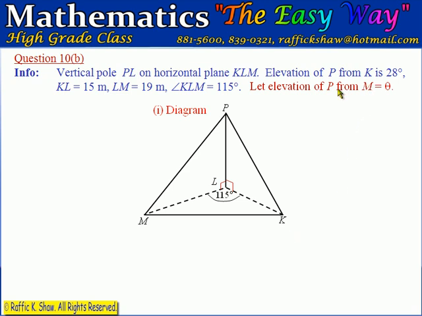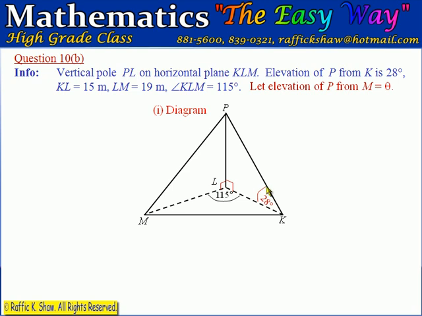Then we are told that the angle of elevation of P from K is 28 degrees. And I've explained that that 28 degrees is the angle between this line and this line, because this is horizontal, from K to the plane containing PL, and so the angle here is 28 degrees, and this triangle is in the vertical plane. That's a vertical triangle.